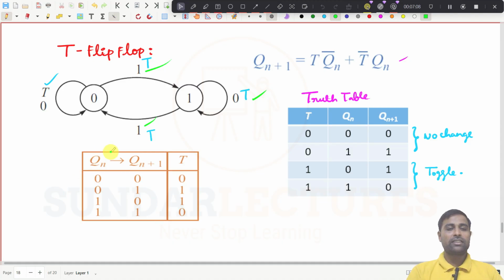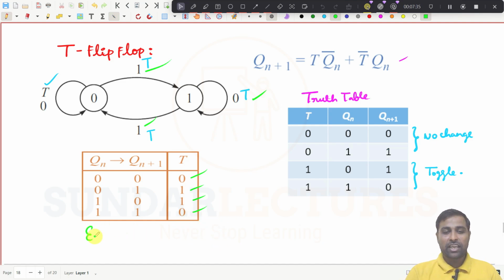So then this is present state and this is next state. From 0, it has to retain in 0. Then what should be the value of T? It should be 0. And from 0 to 1, it has to go, right? So 0 to 1, what should be the value of T? It should be 1. And from 1, it has to go to 0. And what should be the value of T? It should be 1. And from 1, it has to retain again in 1. And what should be the value of T? It should be 0. That is what we have written here, right?